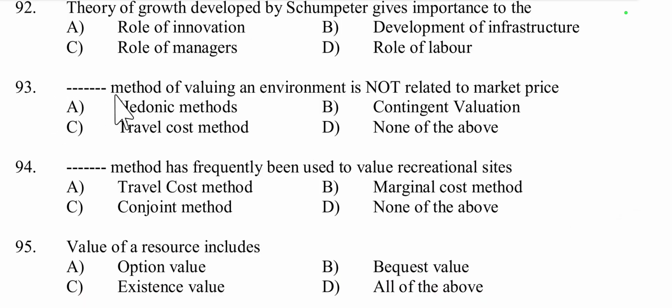Then question number 93, which method of valuing an environment is not related to market price? Hedonic price method is related to market price, but contingent valuation method is not related to market price. This is correct. Travel cost method is also related to market price. Contingent valuation method is a non-market based method that uses survey techniques to determine how much people are willing to pay to preserve an environmental good. So option B is the right answer.